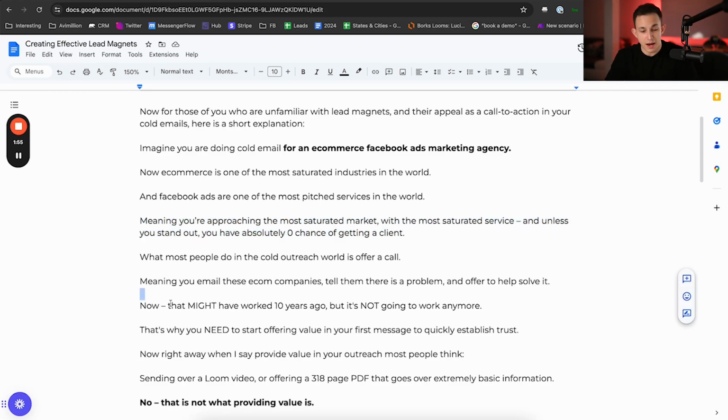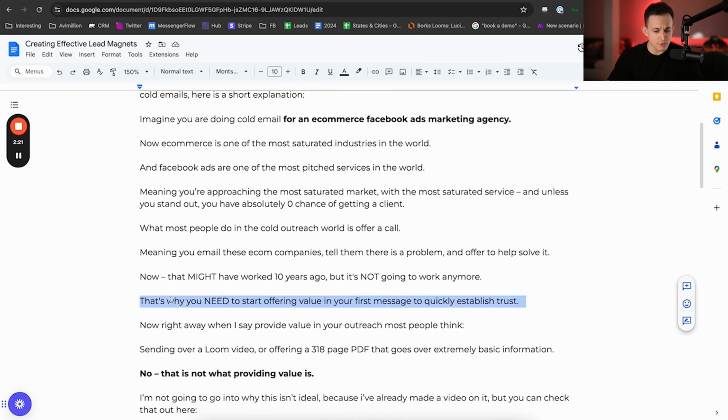Now, this might have worked 10 years ago, okay? But it's just not going to work anymore. The reason is there are so many people offering this that you're not going to be special anymore. The only difference between them saying yes to you and them saying yes to somebody else is when you message them. It's purely based on random chance, okay? And that is just not a good way of doing outreach, right? It's just not optimal. That's why you need to start offering value in the first message in order for people to quickly establish trust with you, okay?